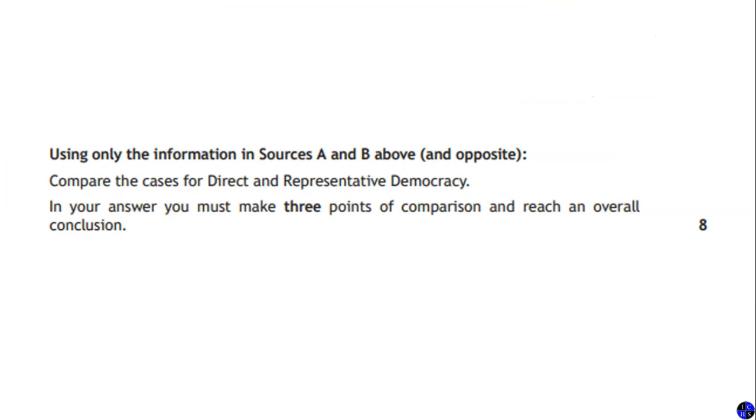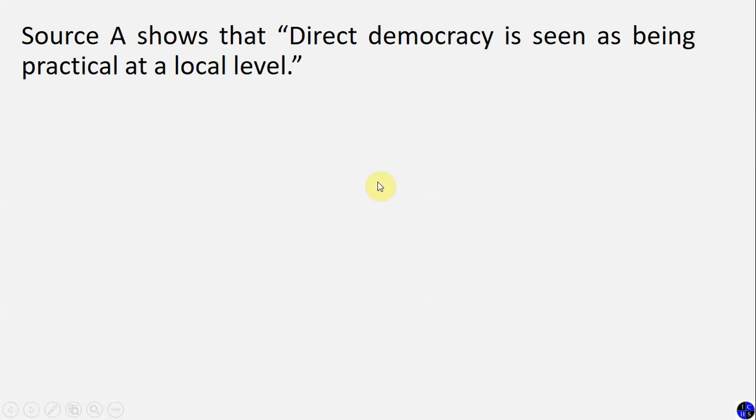Now remember, it does ask us to make these 3 points, that's why we found 3 things. We'll come to the overall conclusion in a moment, but we're comparing the cases for direct and representative democracy. So we lay it out just like this. And you do have this template in your compare booklets.